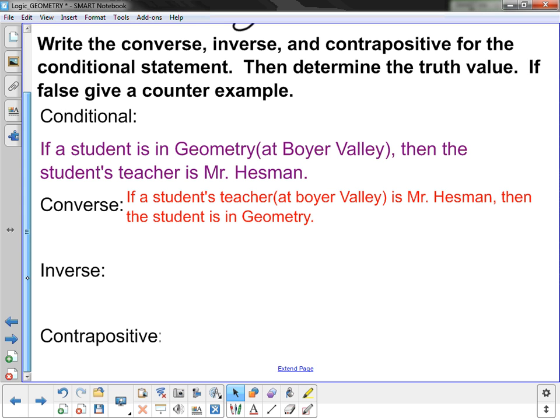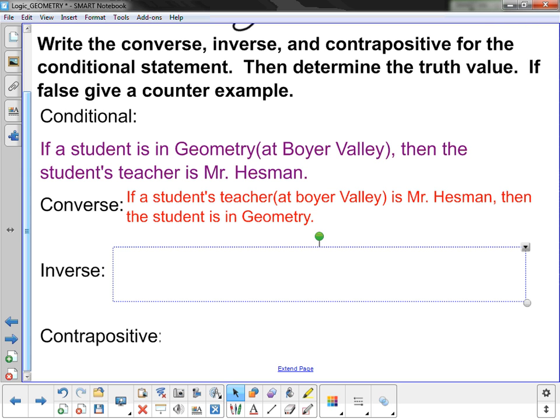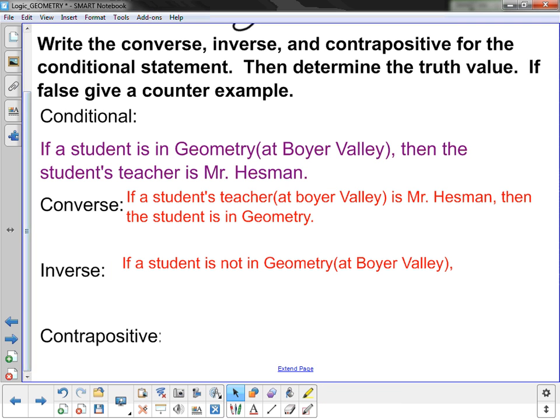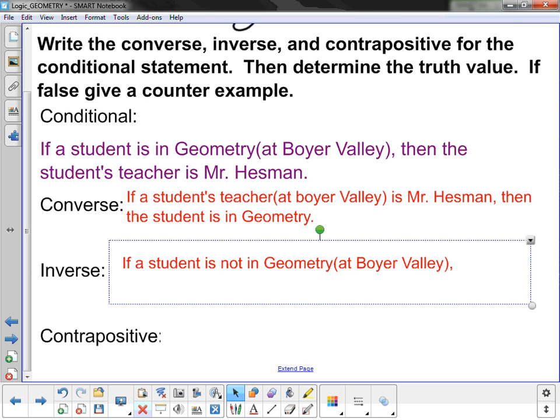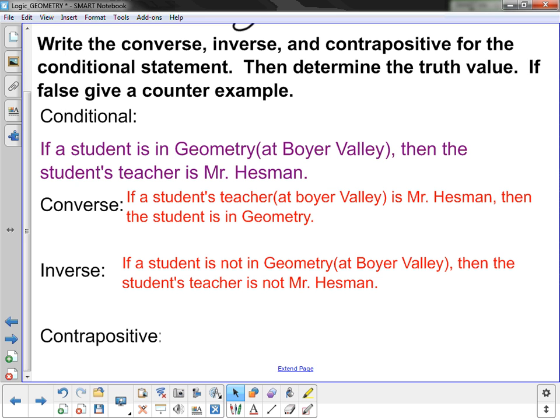Now let's look at the inverse. If you remember, the inverse talks about using the negation of a previous statement. The negation is when you add the word not, or you take the not out and put something else in. So for our inverse, we start with our original statement. If a student is in geometry at Boyer Valley, we add the word not to that. So if a student is not in geometry at Boyer Valley, what does that mean? It means then the student's teacher is not Mr. Hessman. That would be the inverse. I negate both the hypothesis and the conclusion.